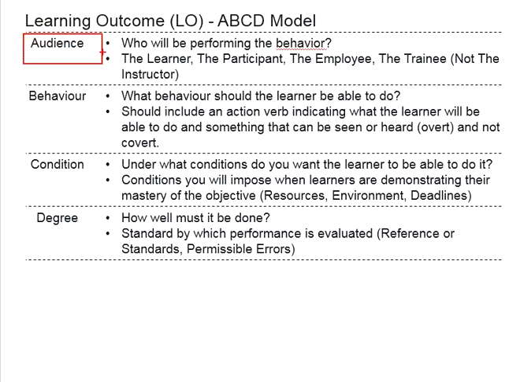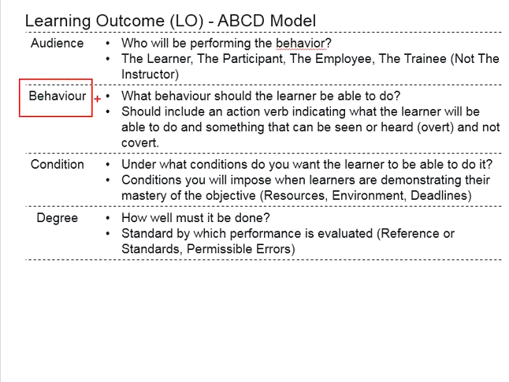First is the audience. The learning outcome should clearly state who will be performing the behavior. And this person normally refers to the learner, the participant, the employee, the trainee, and not the instructor. Why is this so? This is because OBE is learner-centric. The focus is always on the learner.